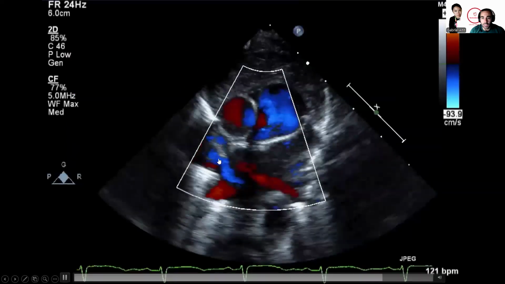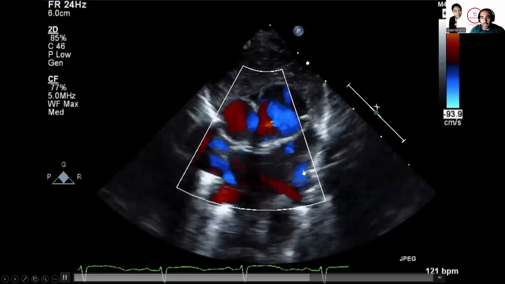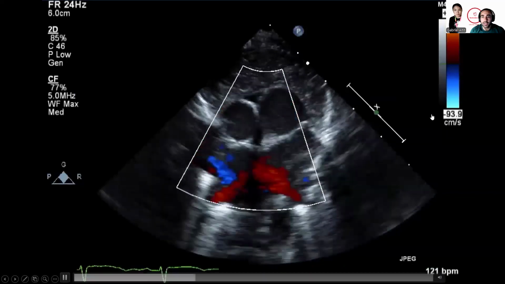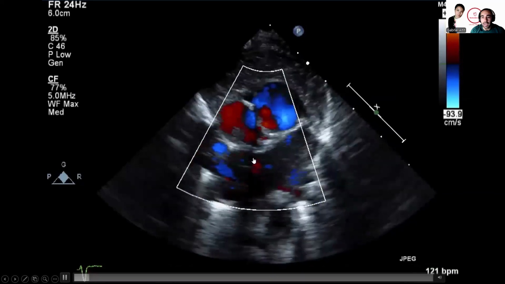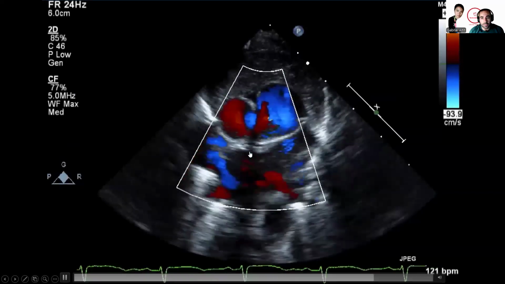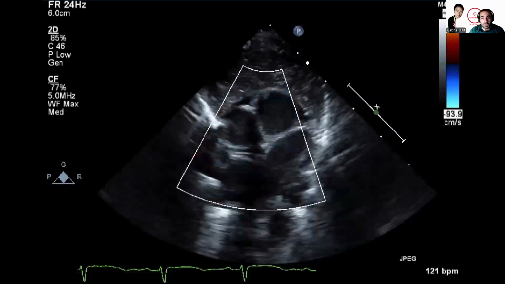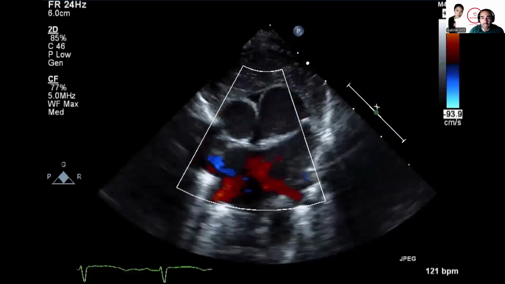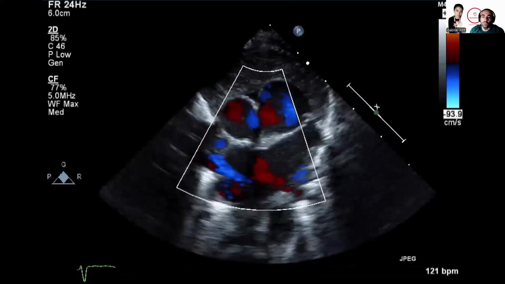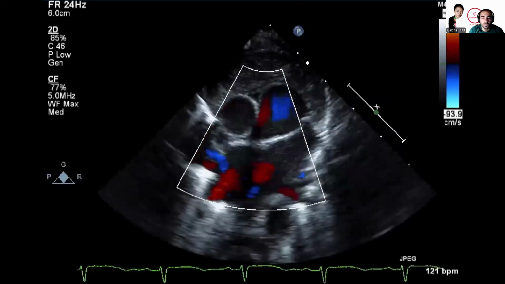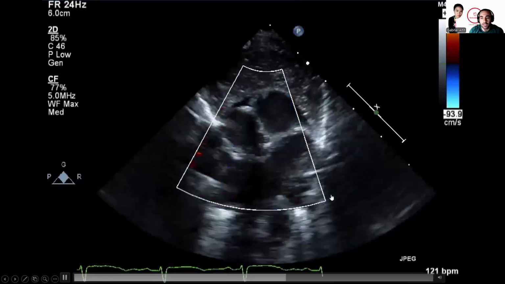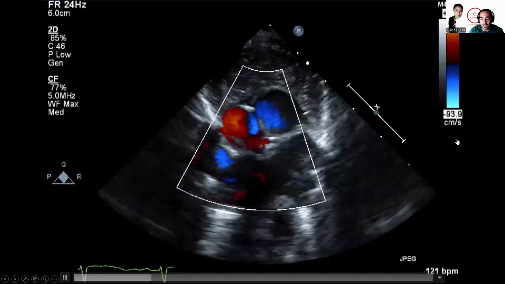Another example here, 1, 2, 3, and then 4. Here, there's a much higher Nyquist, and this is because it's a patient who had significant pulmonary overcirculation. It's a baby with transposition of great arteries and a large left to right shunt at the ductal level. And so it explains why there's high pulmonary venous flow velocities that we can appreciate even at a very high velocity filter.